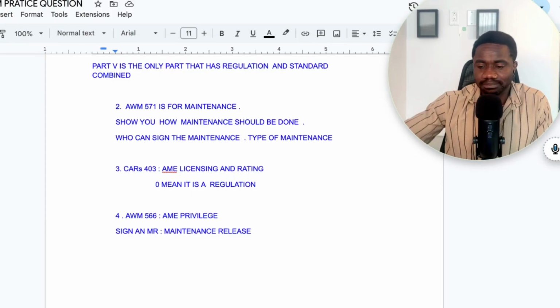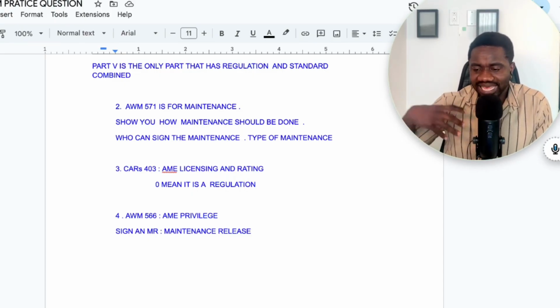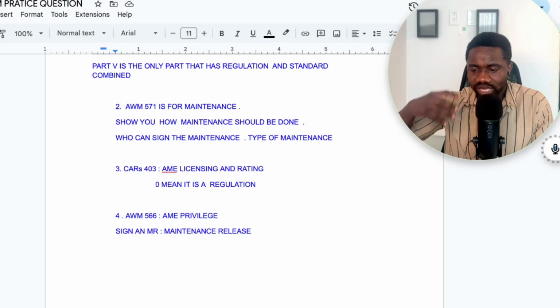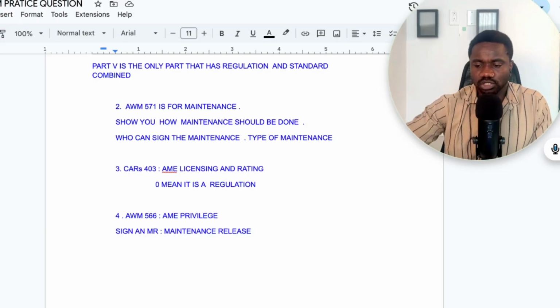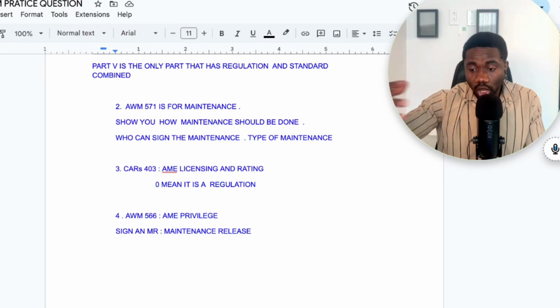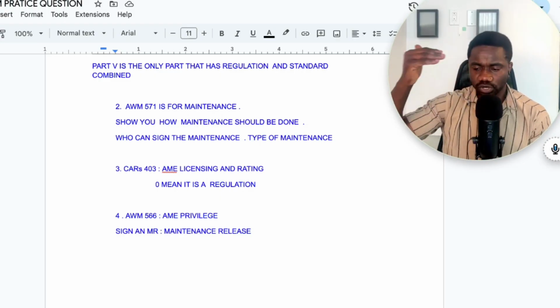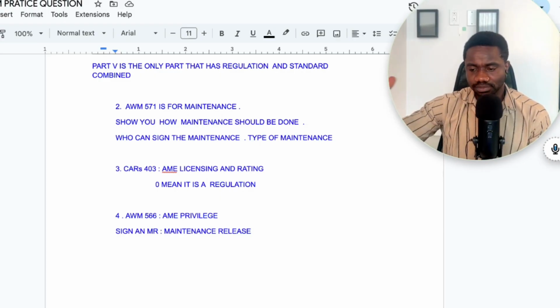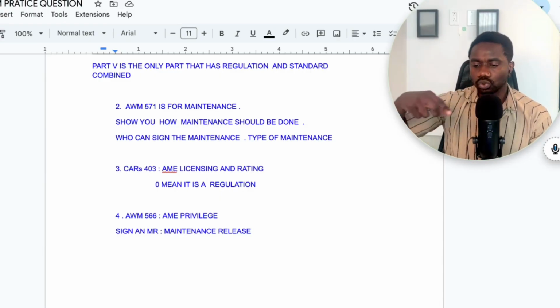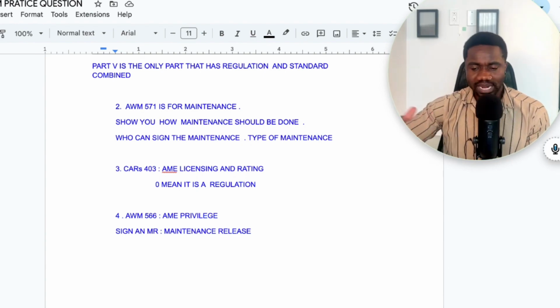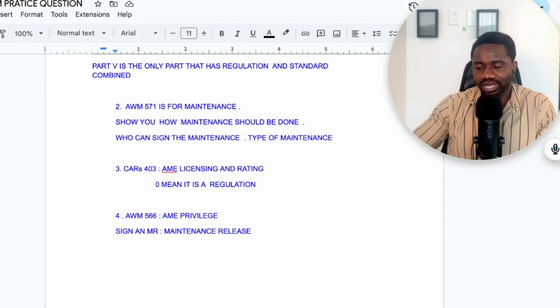It's not a law. It's a privilege because we have an AME license, right? We can sign a maintenance release, just like your driver license. A driver license is a privilege, right? Because you have the driver license, you can drive a car. If you have your pilot license, because you have a pilot license, you can fly a plane, right? So those are privileges. Those are not regulation.